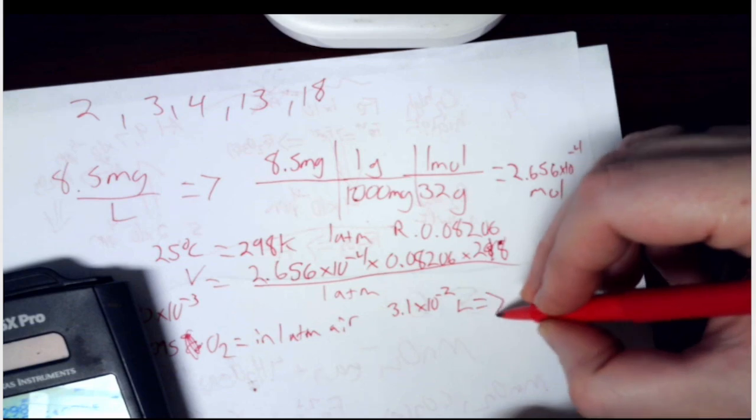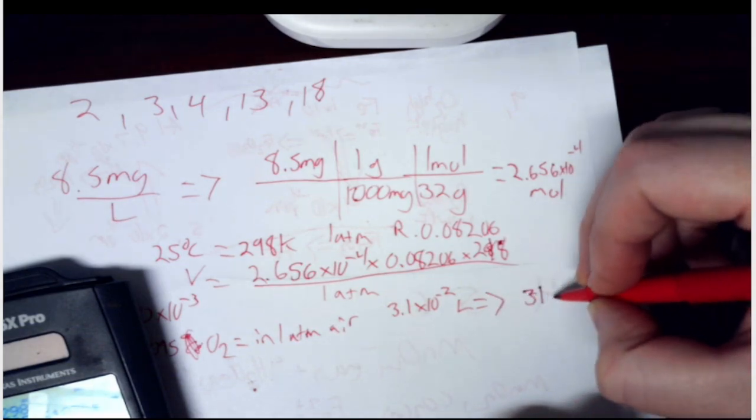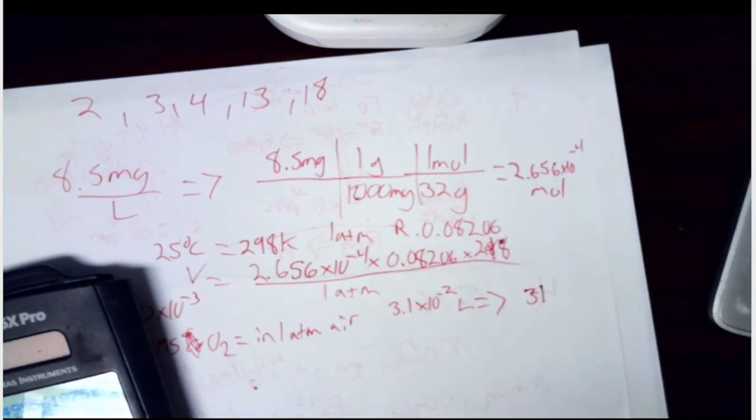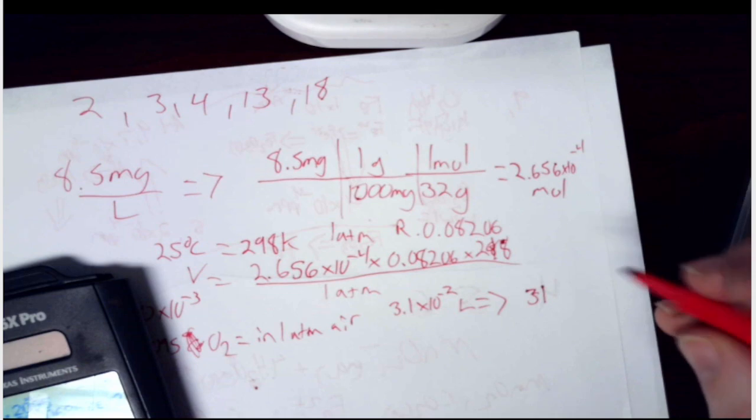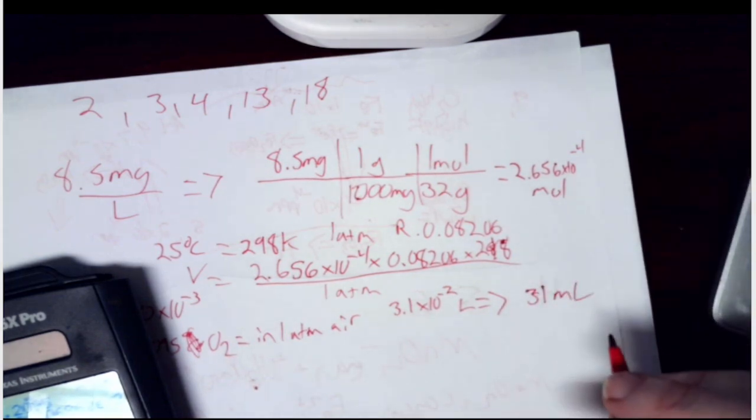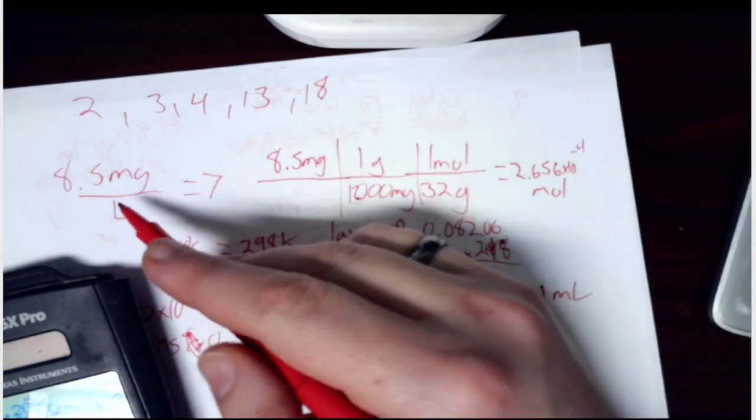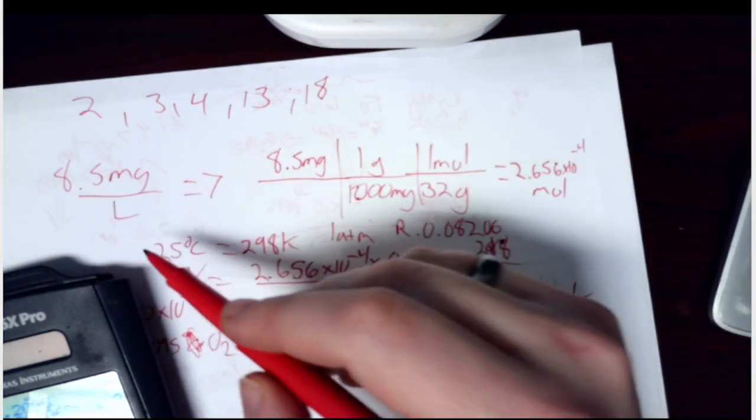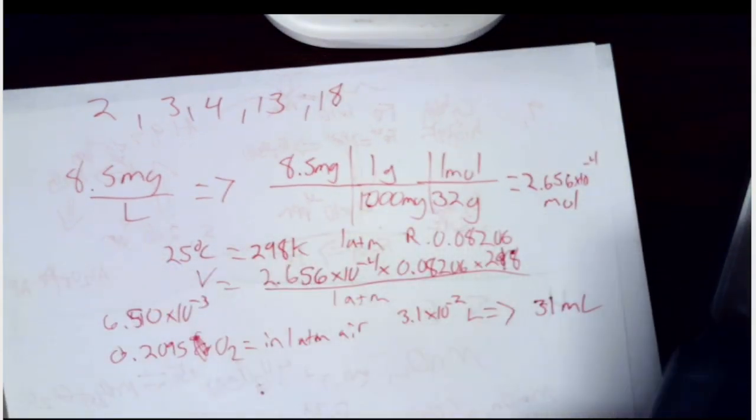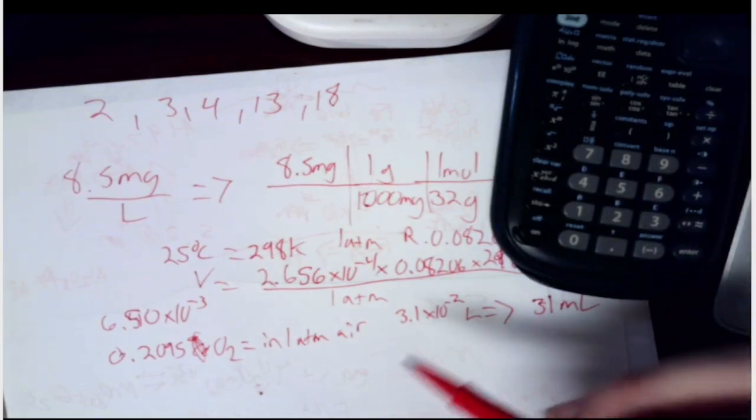Converting that into milliliters, we multiply by 1,000, so approximately 31 milliliters. So instead of filling up 1 liter, that same amount of gas should fill up 31 milliliters of our atmosphere.